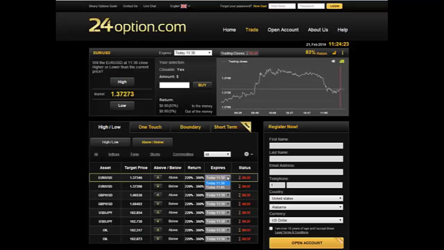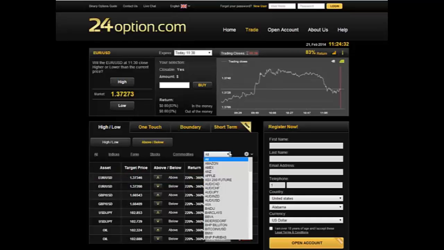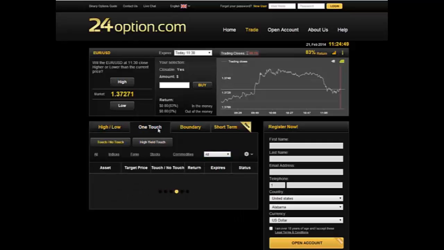In terms of the expiries, they are actually pinpointing certain expiries, not giving you a plethora of choices. And the assets that they trade are a full range of assets, which include currencies, commodities, individual stocks, and a bunch of equity indices. The second type of binary option that is offered by 24Option is the one-touch options.